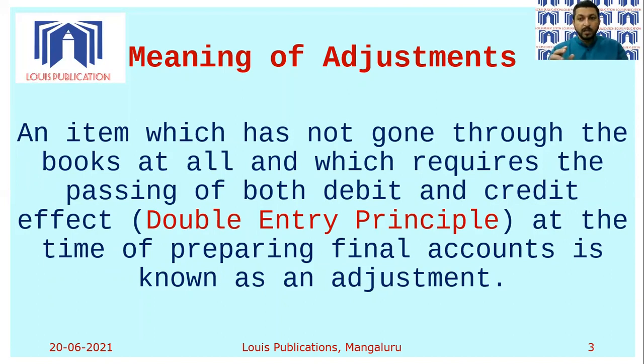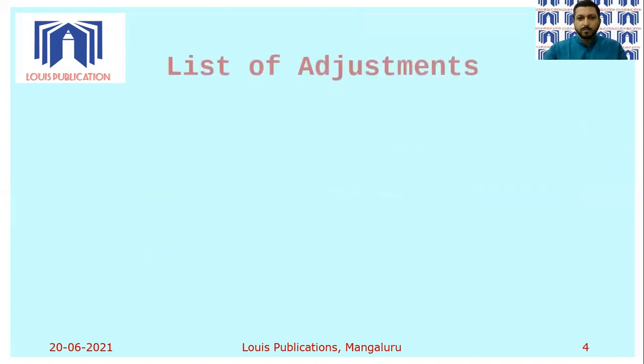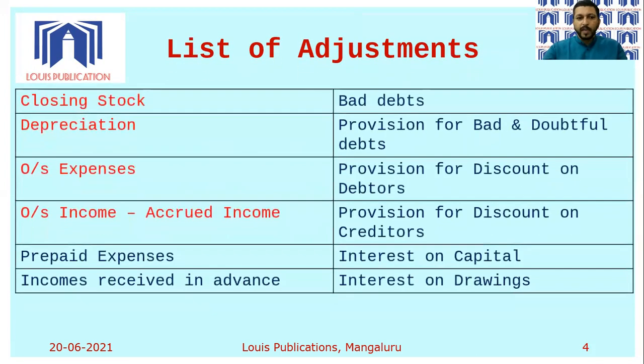That means to say, every adjustment will have two effects. All trial balance items will have only one effect because it has gone through the books and it has reached this stage. Whereas adjustments has not gone through the books, and that's why to accommodate that, to include that in final accounts, you will be giving two effects for every adjustment. And in that two, one will be a debit effect and the other will be a credit effect. So these are adjustments.